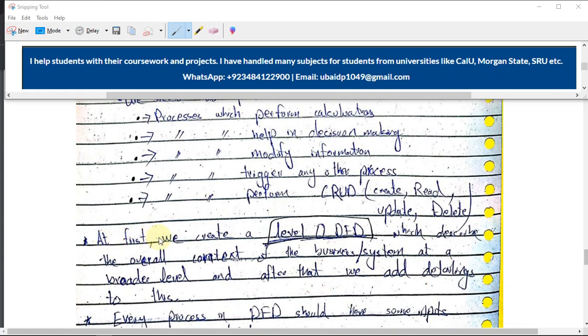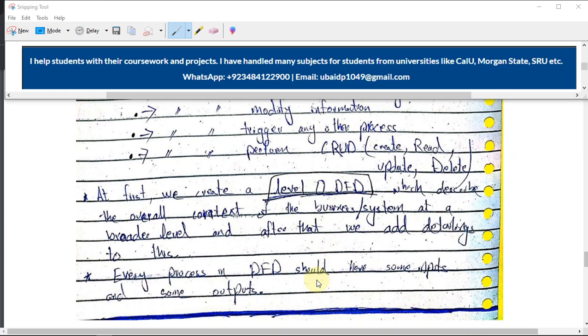And now we're talking about the types of DFD. Basically there are three types: the context diagram, then we have the level 0 diagram, then there is the detail diagram. At first we create the level 0 or context diagram, which describes the overall context or the boundary of our system, right? So it gives a broader level view of the system, and then we add some detailing to that in the detailed data flow diagram.